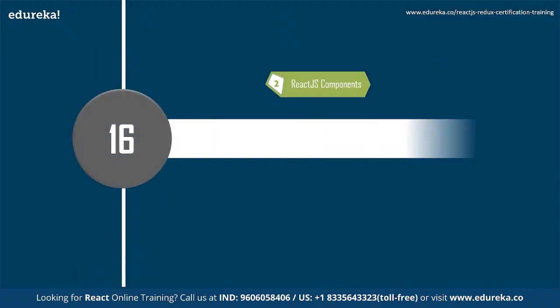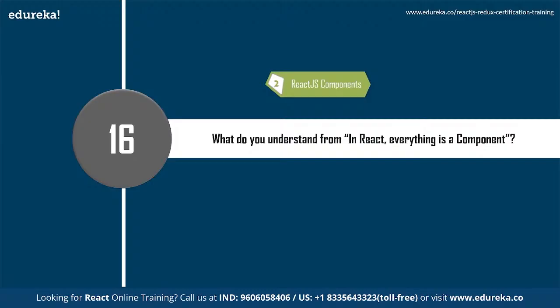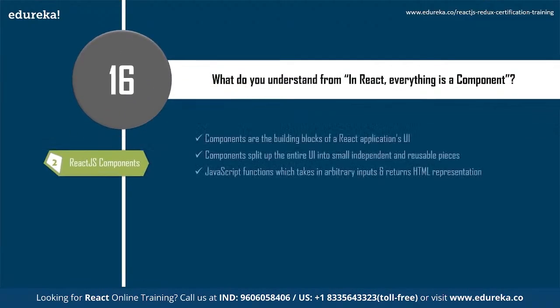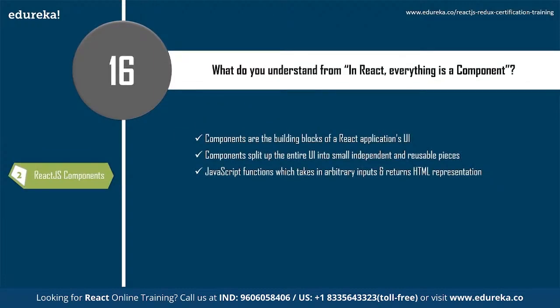So starting with the first question based on ReactJS components, what do you understand from "in React everything is a component"? To answer this question, I would say components are the building blocks of a React application's UI. So everything in React is a component. These components split up the entire UI into small, independent, and reusable pieces. Then it renders each of these components independent of each other without affecting the rest of the UI. And these components can be JavaScript functions, which take in arbitrary inputs and return an HTML representation.